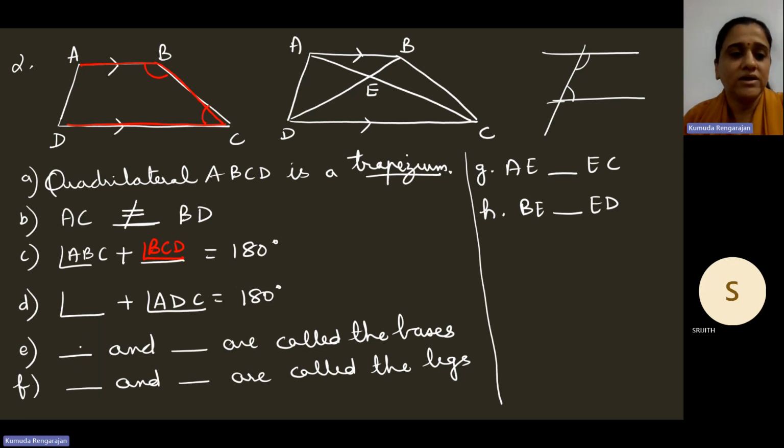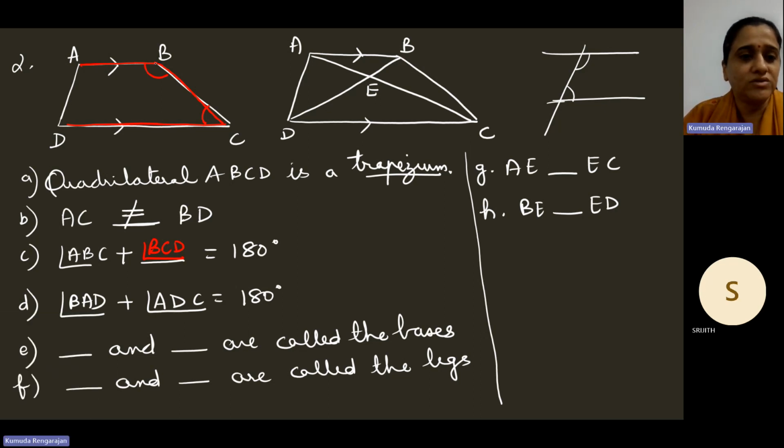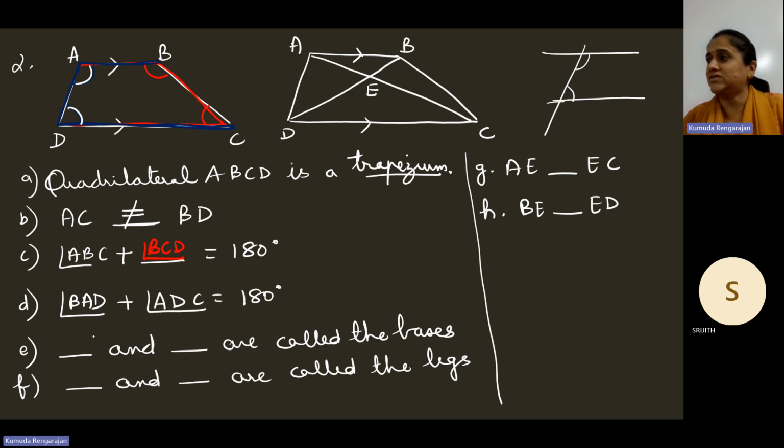What's the answer for the next one? BAD. Correct. See here, if you look at the board, this is parallel line, transversal, parallel line, transversal, parallel line. So in that, these are the two angles, this one and this one, right? So the sum of these two angles is equal to 180. I have given ADC already, which is the other angle, BAD or DAB.